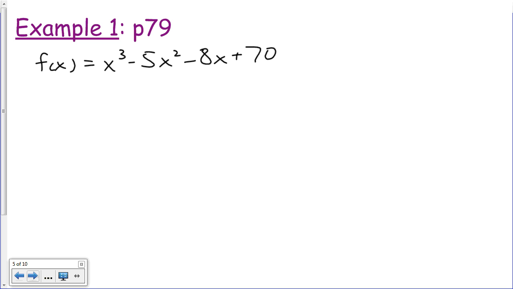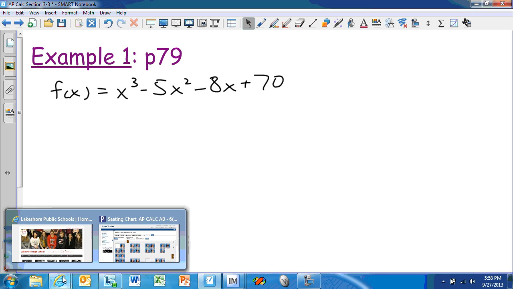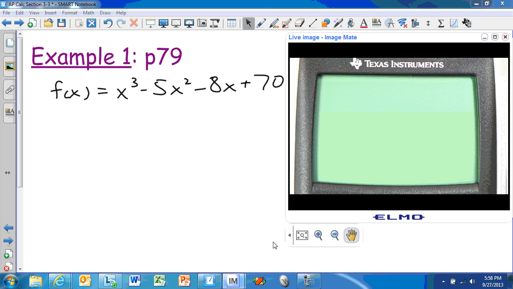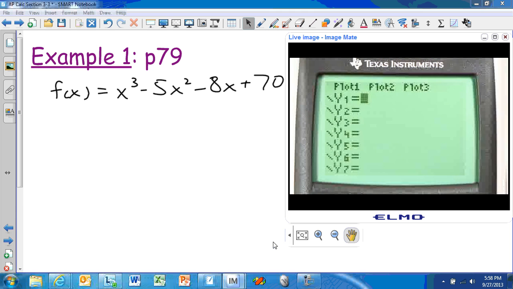Well, let's take care of the first of those two. That we've done many times, so let's try that out. Let's take our function and punch it into y1. So in y1, we want to put our equation here of x cubed minus 5x squared, or excuse me, it's minus 8x, and then plus the 70.